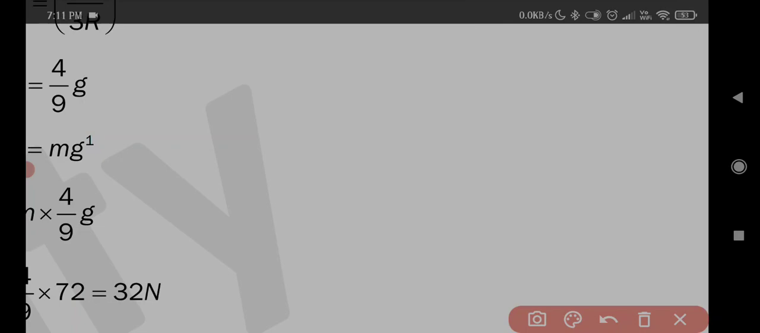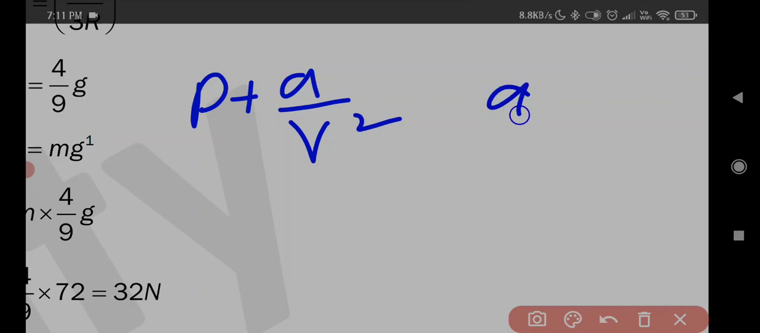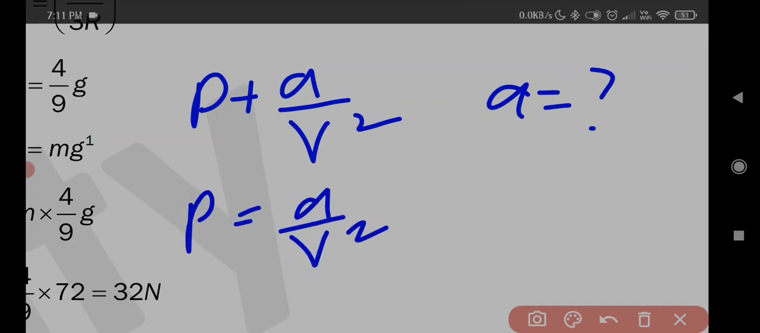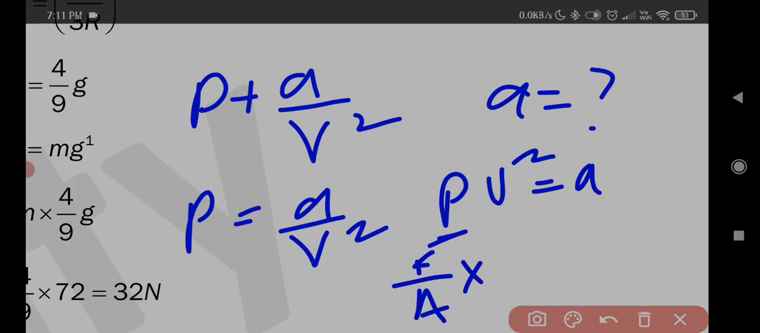So for this what we do is we just need to take P plus A by V square, and we need the unit of A, right? So this we need, isn't it? So this plus means P is equal to A by V square. Send that V square there. PV square is equal to A, and then you know P is pressure, which is force upon area, and volume is meter cube, L cube, so 10 to the power 6.